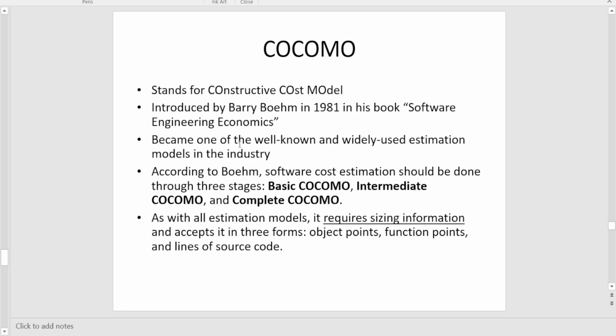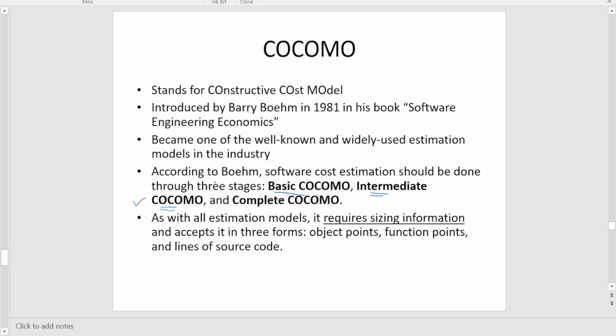All these estimation models require software sizing information like function points, lines of code, object points. We are not going to cover object points in this course. We will be focusing on function points and LOCs. And second, we are not going to cover complete COCOMO, because it is much more complex and goes beyond the scope of the course. We will be covering in detail the basic COCOMO, and some part of intermediate COCOMO, and we will try to complete intermediate COCOMO as a part of this particular course.